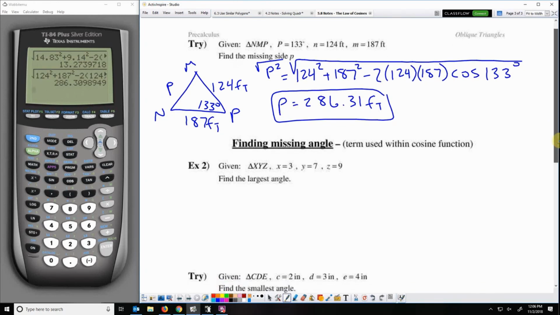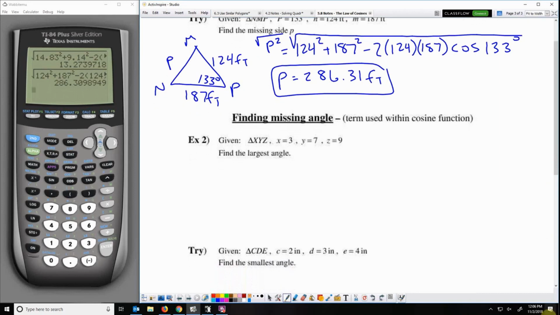So now we're going to try to use the law of cosines to find a missing angle. Before we were given side, angle, side. This time we're going to be given side, side, side. So triangle XYZ, where X is 3, Y is 7, Z is 9. Find the largest angle. Something we know about triangles is that the largest angle is opposite the longest side. So 9 is my longest side, which means Z is my largest angle, so that's the one I'm looking for.